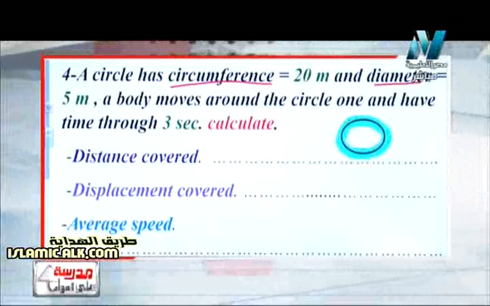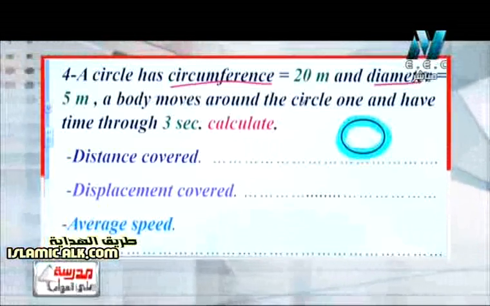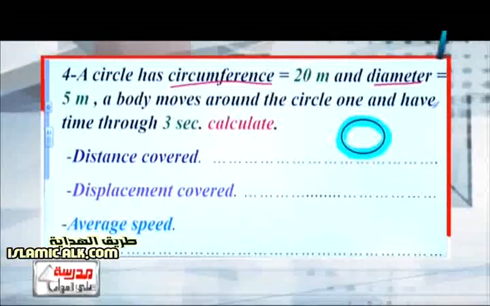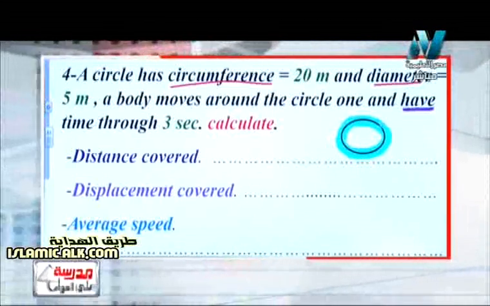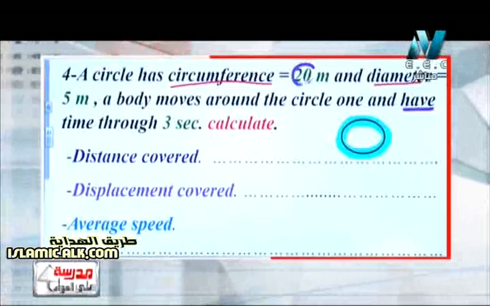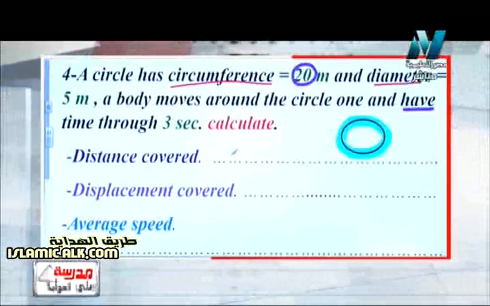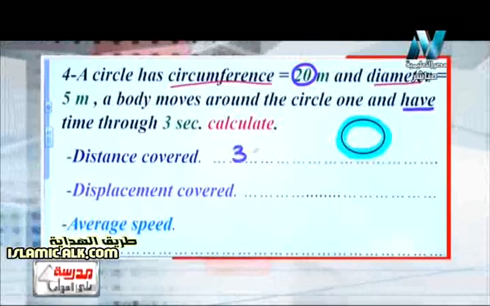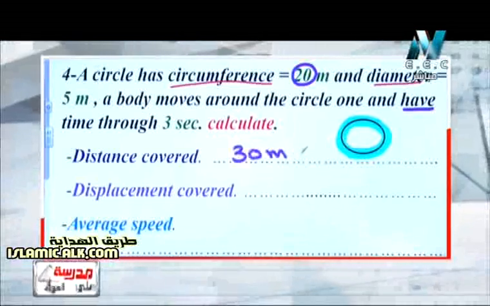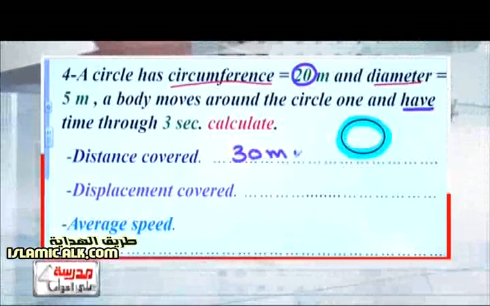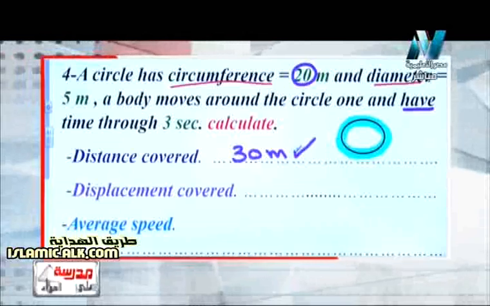So in this problem, the body covers or moves around the circle 1.5 times, meaning it goes around once and a half. So here circumference 1 time equals 20 meters. So we have 20 plus half, meaning plus 10, so the distance covered equals 30 meters. Okay? We calculated the distance covered by this body.